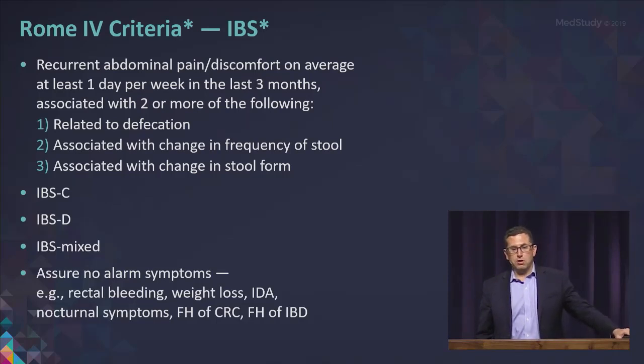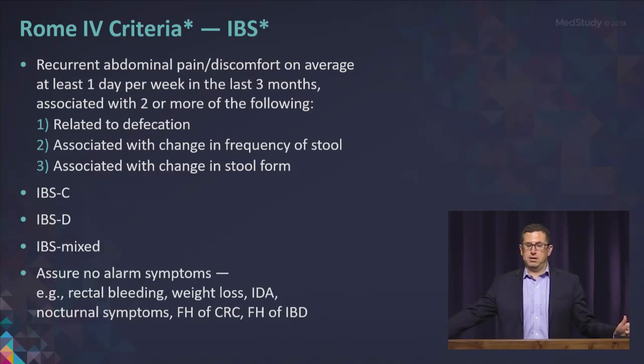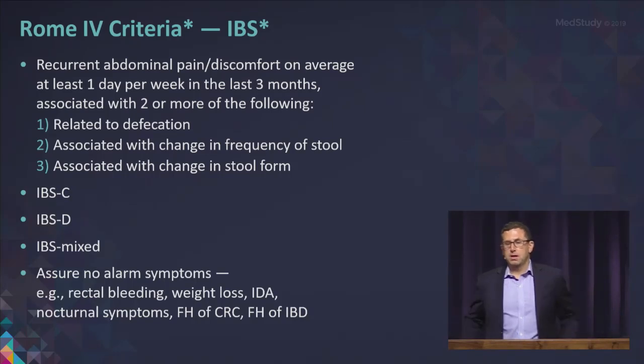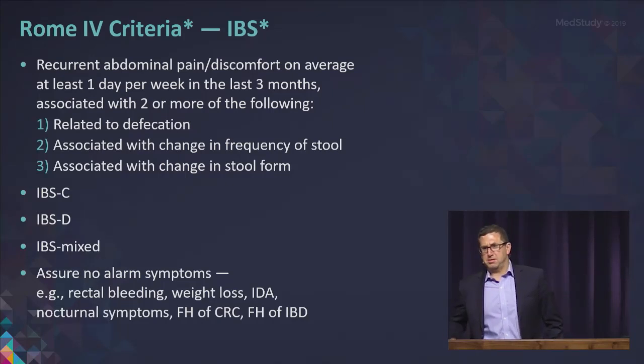So here are the Rome 4 criteria for IBS. I'm sure you've seen this before. It basically states that someone has recurrent pain or discomfort on average at least 1 day per week in the last 3 months, and it has to be associated with 2 or more of the following: related to defecation, associated with change in frequency, or associated with change in form. There are 2 main types: IBS diarrhea and IBS constipation. Sometimes these symptoms can be mixed, or there could be overlap.